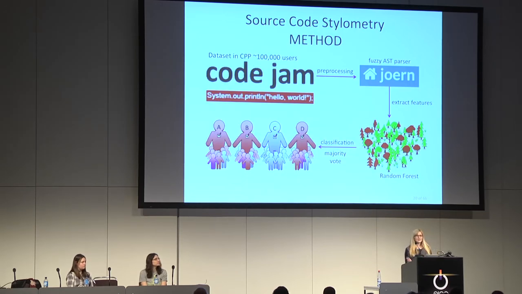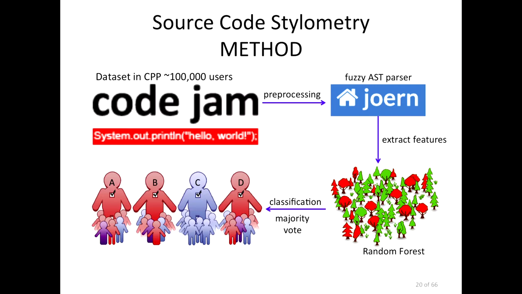And this slide illustrates our general method in many different experimental settings. In order to do experiments, first of all, we need a dataset. So we went ahead and scraped the submissions of contestants from Google Code Jam. Google Code Jam is an international annual programming competition, and since 2008, Google has been publishing their correct submissions online. So we scraped all the correct C++ submissions from 2008 until 2014, and we ended up with a dataset with more than 100,000 users.